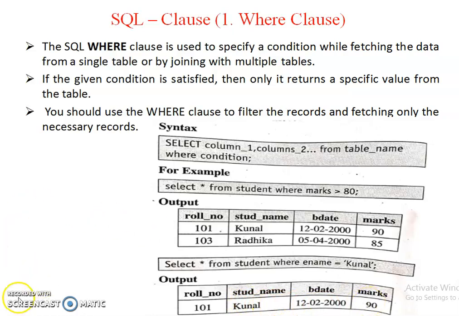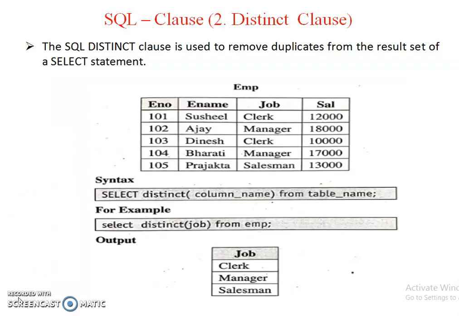Okay. Now we discuss the distinct clause. This clause is used to avoid selection of duplicated rows. Always remember, it is used to avoid selection of duplicated rows. Consider there are duplicated values in the job column of the employee table. This is the example of the distinct clause.